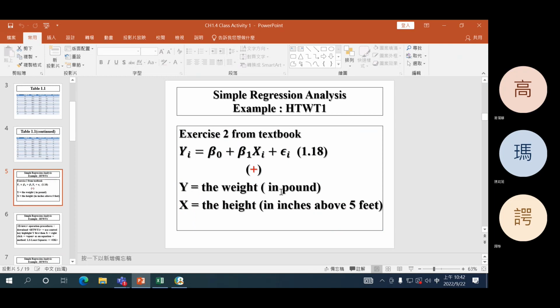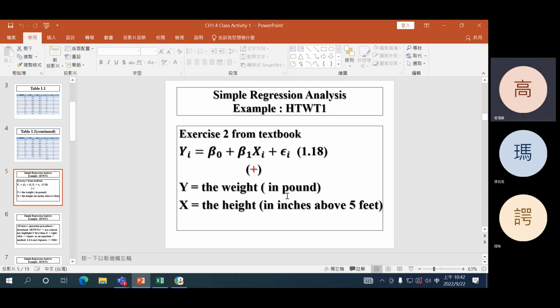Y is weight. The measurement unit of the data they collected is pounds, since this is an American book, so they're using the Western way to measure weight. In Taiwan, we're using kilograms, right? I don't know about your country, but in this data set the measurement unit is very important. For the data, the measurement unit is very important. In this case, Y is the weight in pounds.